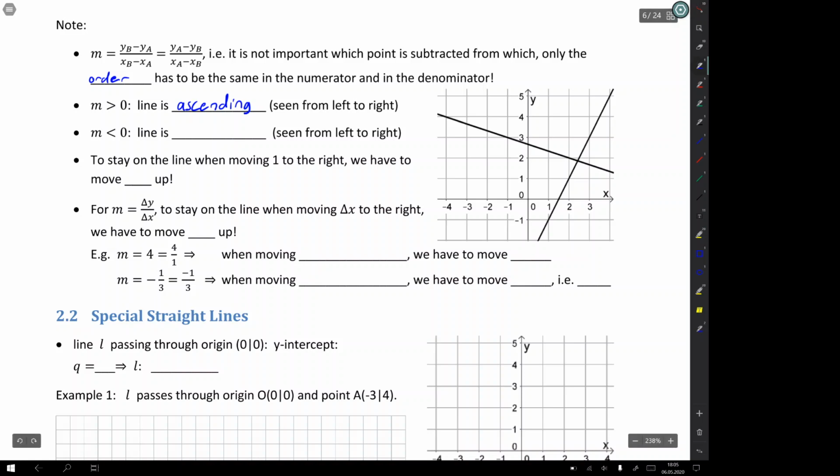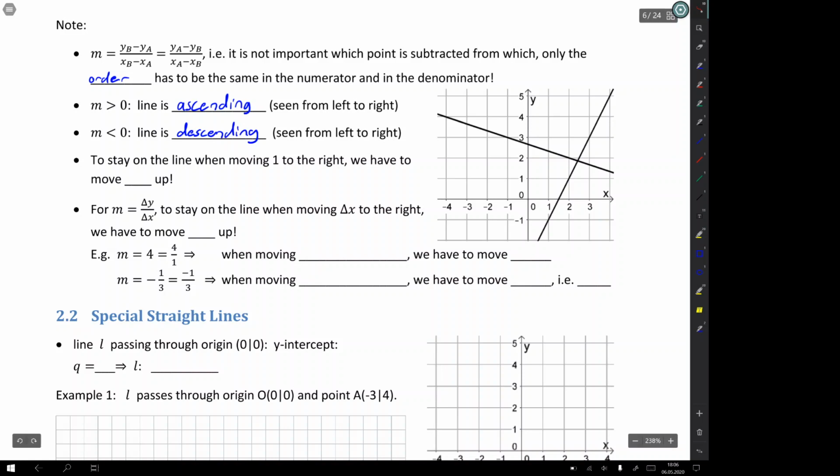When the m is smaller than 0, the line is descending, fallend, again seen from left to right. So this line is descending. When we take here the triangle, for example, let's draw it like this, here, our triangle. So we go 3 to the right, 1 down, that means minus 1. So I have minus 1 divided by 3, which is minus 1/3, that's smaller than 0.